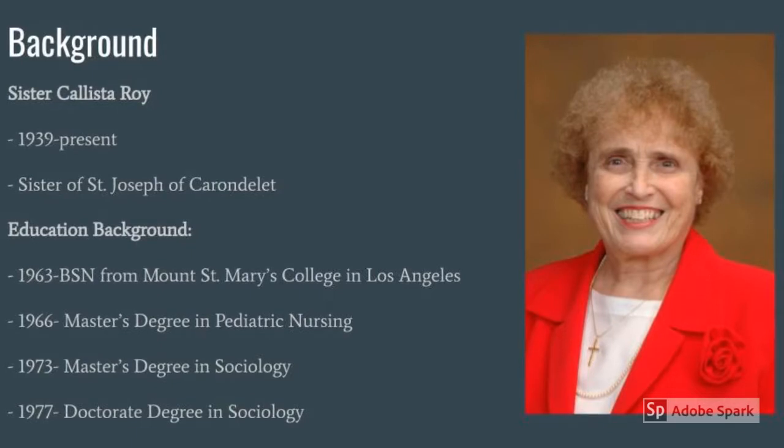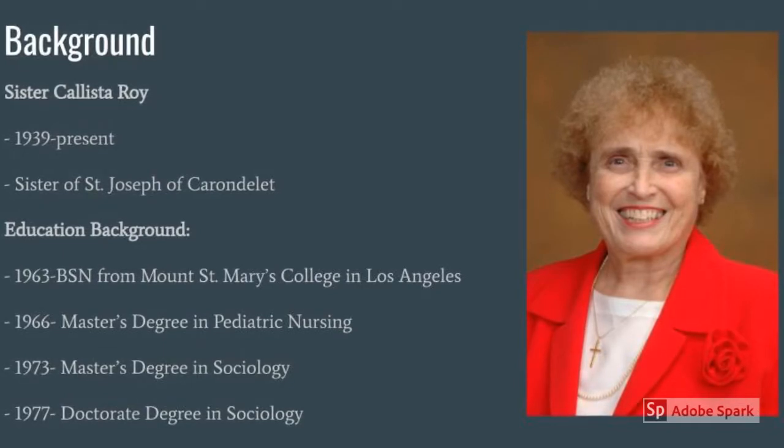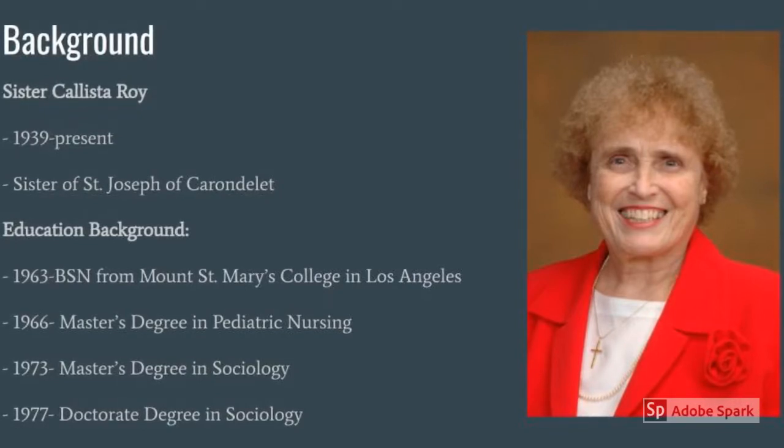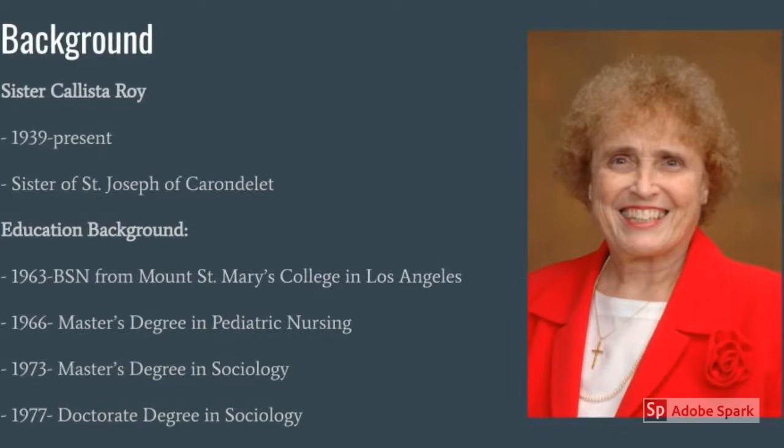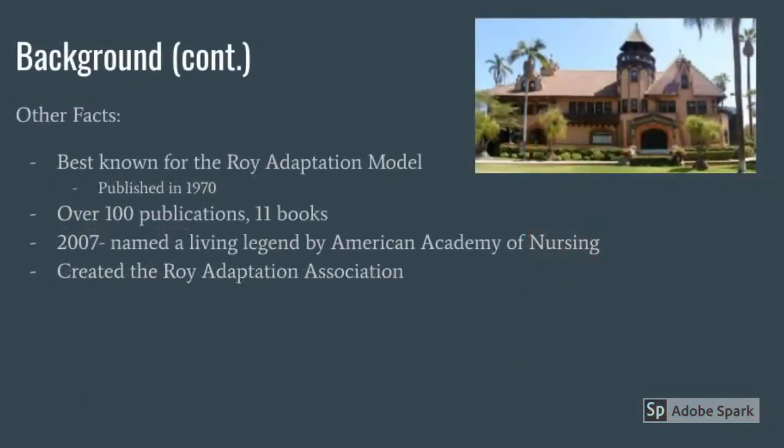In 1963, she earned her BSN from Mount St. Mary's College in Los Angeles. And in 1964, Roy began developing the future Roy Adaptation Model. From 1966 to 1977, Roy earned her master's degree in nursing and sociology, as well as a PhD in sociology from the University of California.